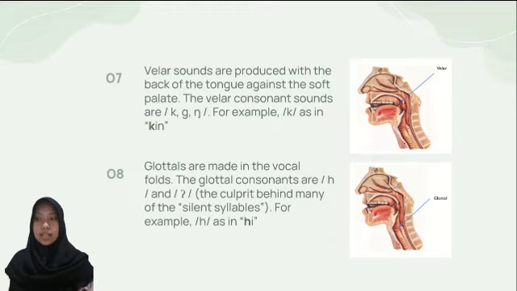The seventh is velar. Velar sounds are produced with the back of the tongue against the soft palate. The velar consonant sounds are k, g, ng. For example, k as in kin. The eighth is glottal. Glottals are made in the vocal folds. The glottal consonant is h. For example, h as in high.